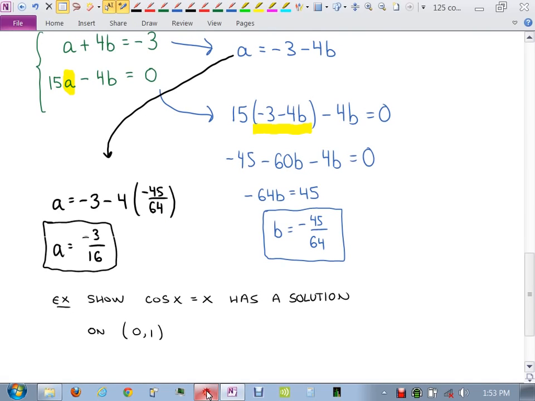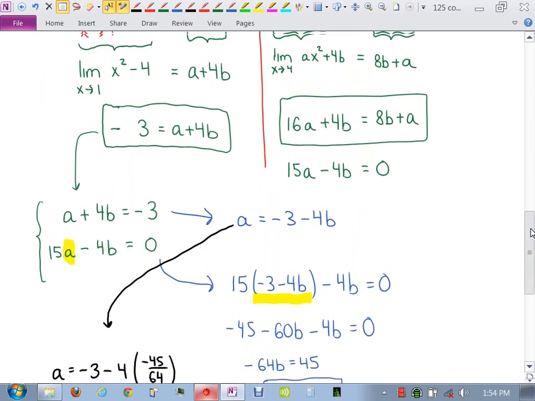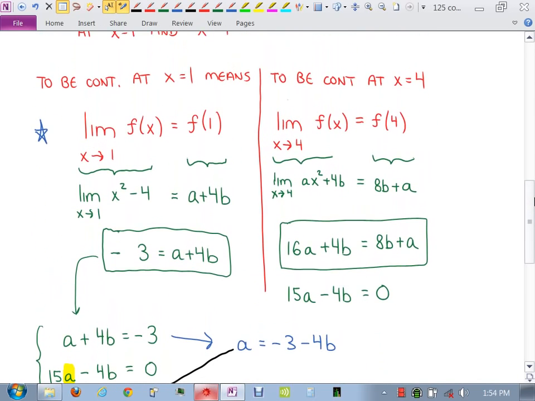Okay? There's no way in the world you would be able to get those two numbers without using the definition of the limit. There's no one in this class going to be able to look at that and go, oh yeah, it's obvious. a is -3 over 16 and b is -45 over 64. Just not going to happen. Okay? So in your work on a test or a quiz or something, I'm going to want to see these two limits set up the way I set them up. Show me the breakdown, and then from that create your two equations and then your system and then solve it.